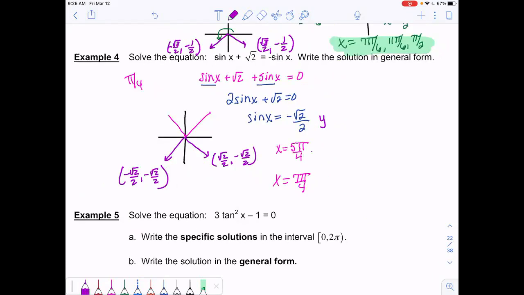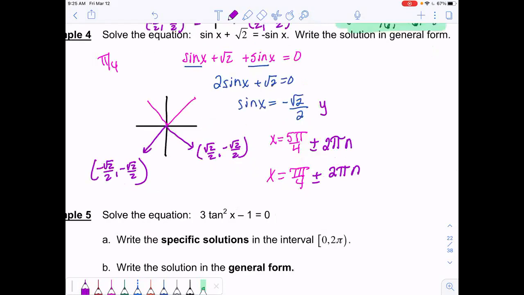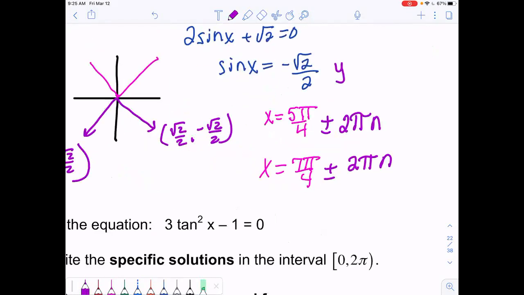So to write general form, when it's sine, I just need to add 2 pi times n. Because if I want to go all the way around the circle and come back to that angle, I need to add 2 pi. From 7 pi over 4, again, I need to add 2 pi and then n. So sine's period is 2 pi. To get back to that original angle, I need to go all the way around the circle. Questions?